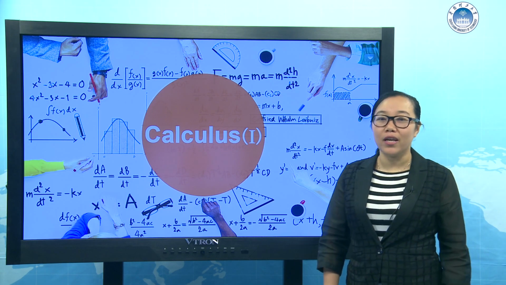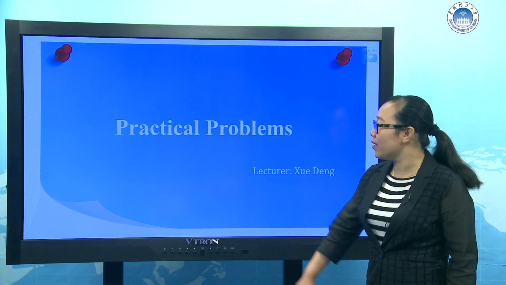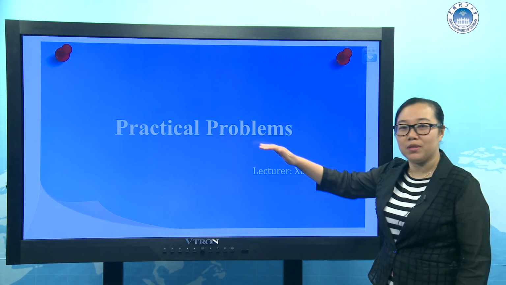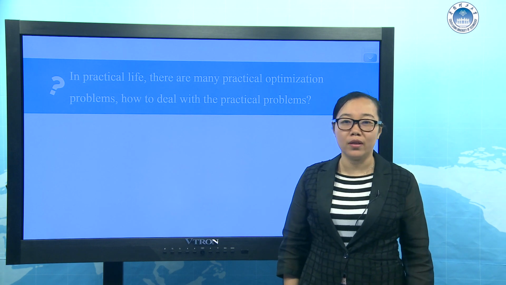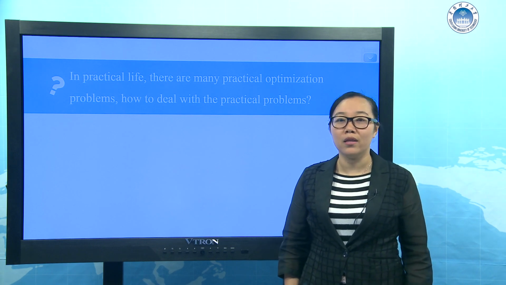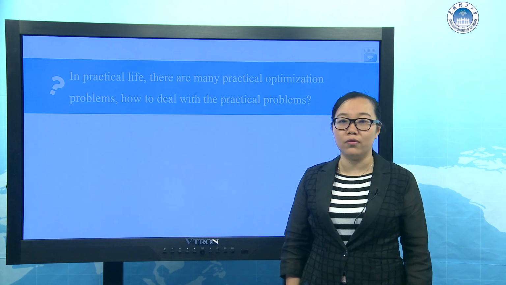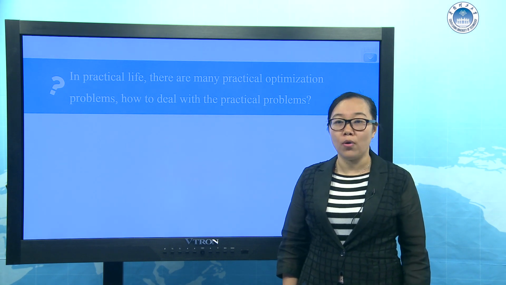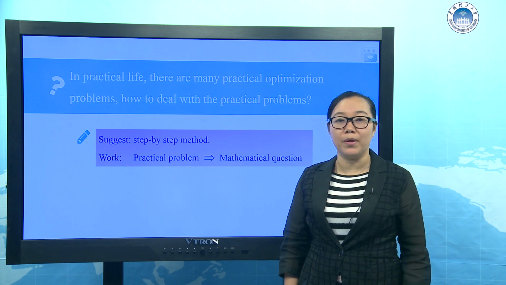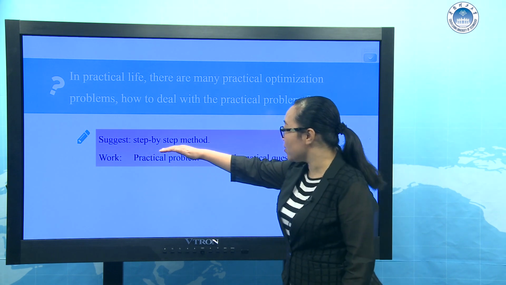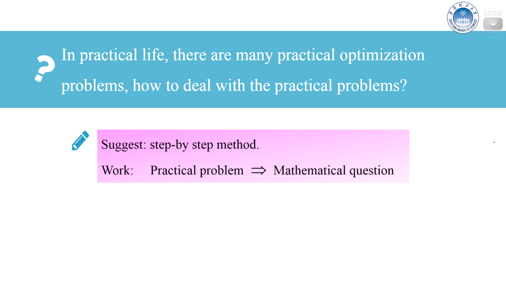Today we study Calculus 1. The topic is practical optimization problems. In practical life, there are many practical optimization problems. How to deal with this kind of practical problem? The basic idea, step-by-step method: the practical problem is changed into a mathematical question.